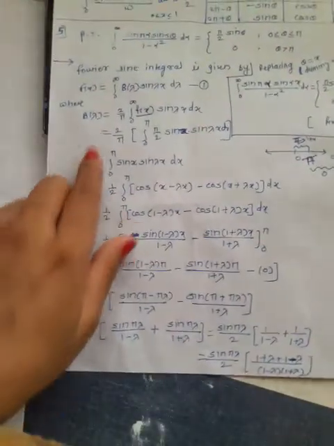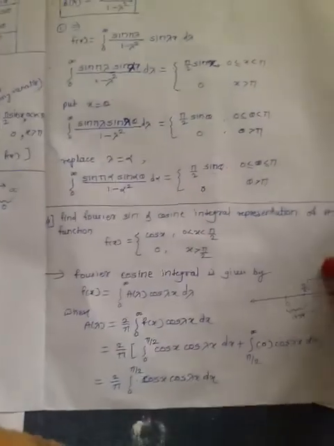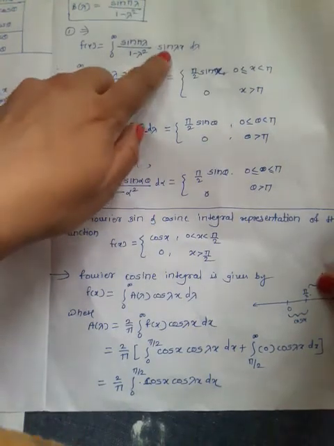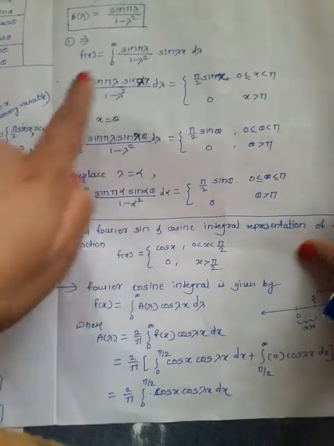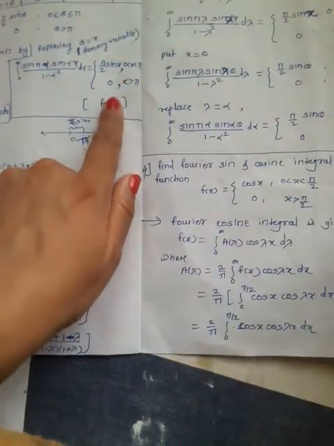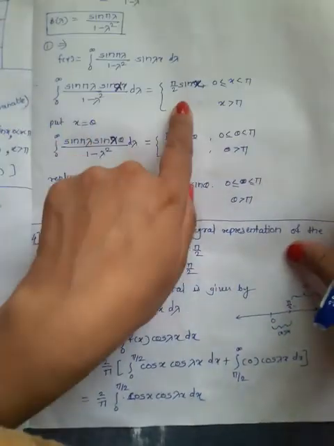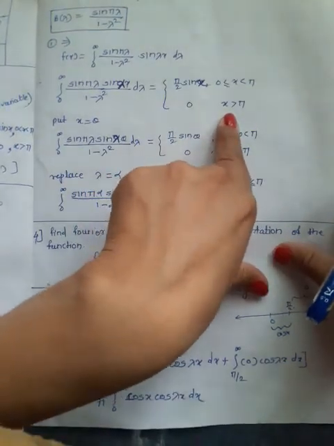Now put this value of b lambda in our Fourier sine integral formula for fx from 1. We get fx is equal to integration 0 to infinity b lambda as it is sine lambda x d lambda. Now write down this integration on the LHS. Fx we have been given already for the function in the example itself, which is equal to pi by 2 sin x for 0 to pi, and it's 0 for x greater than pi. This is our answer, what we had to prove.